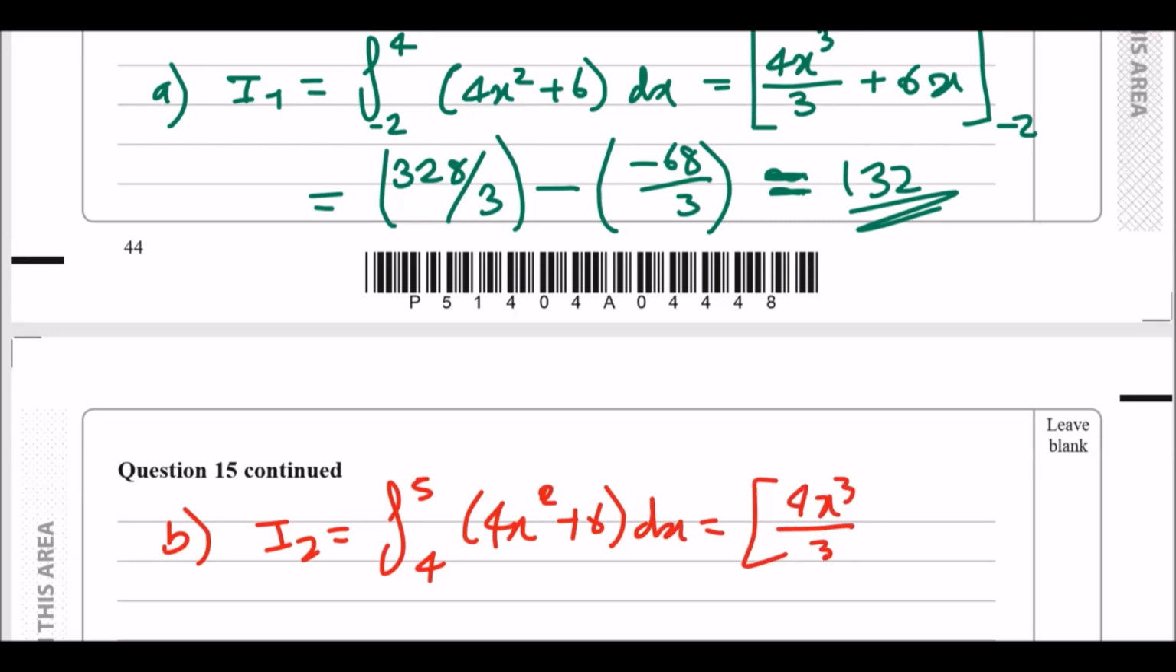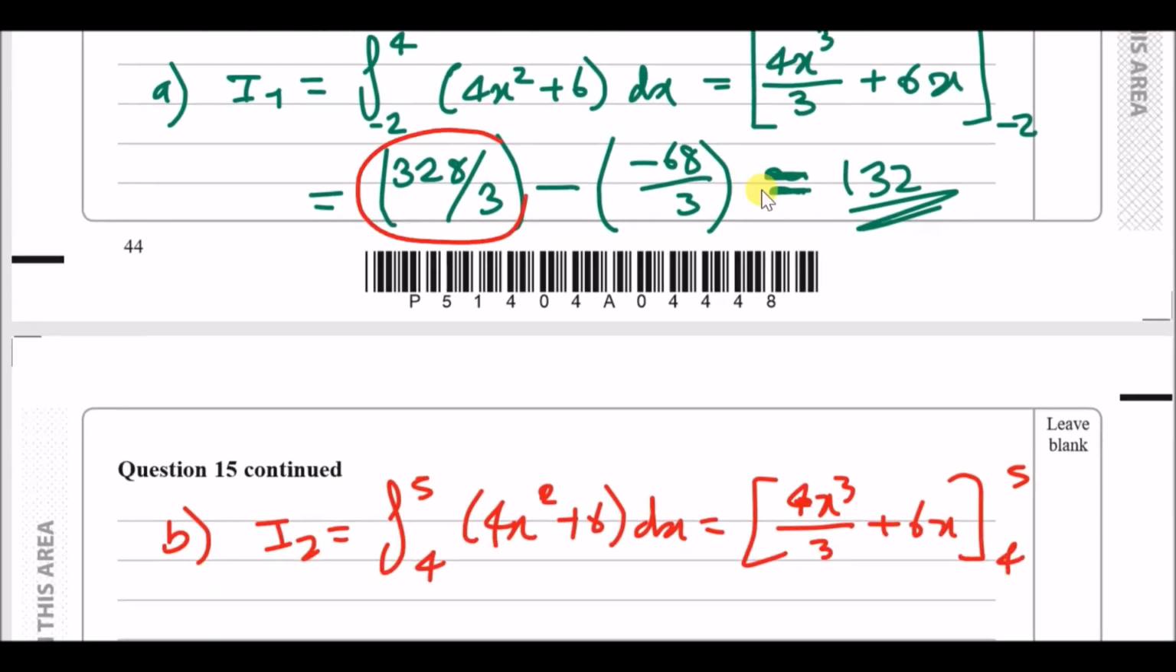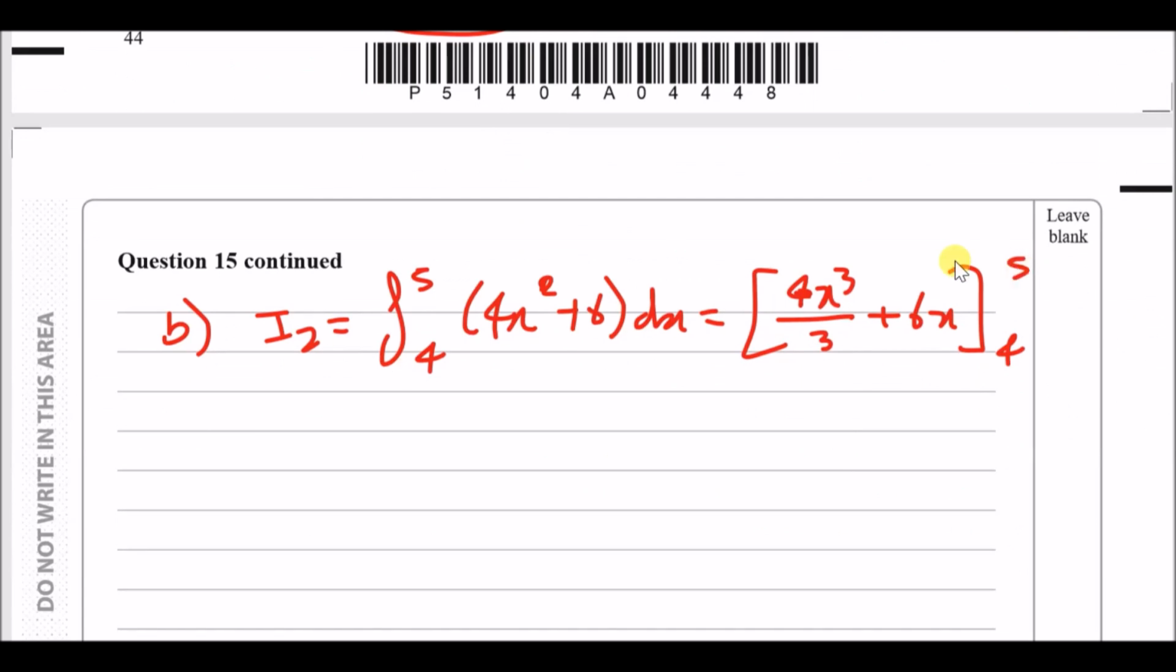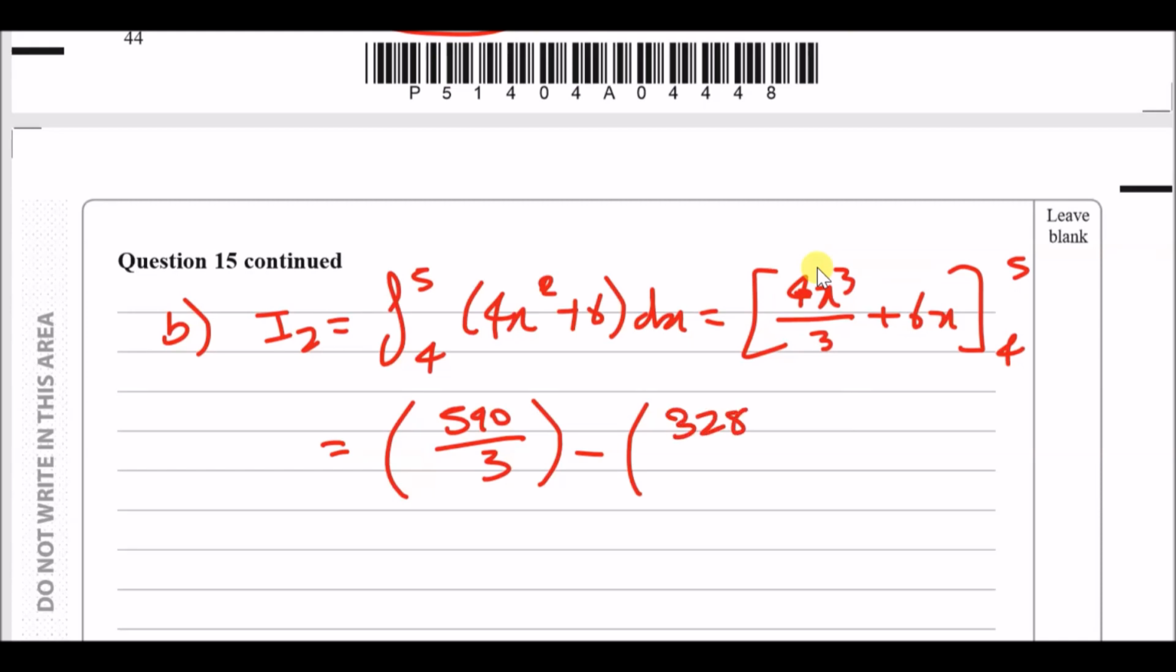So 4x cubed over 4 plus 6x. The difference is the limits, 4 to 5. Well, we know what the result at x equals 4 is because we just calculated it. It was 328 over 3. Now, at x equals 5, replacing x values of 5, you're going to get a result of 590 over 3, minus the result at x equals 4, which was 328 over 3. Okay, so this is just easy subtraction. It reduces to 262 over 3. And now we found I2.